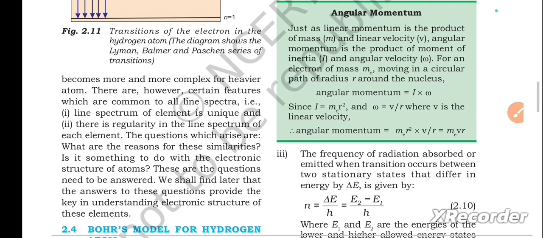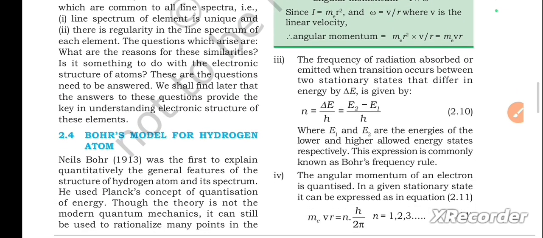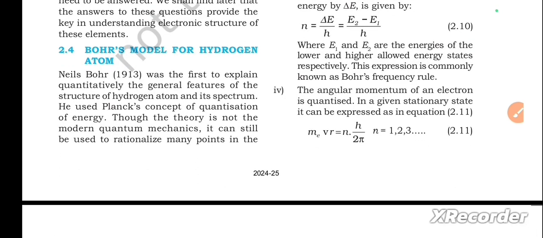Third point, the frequency of radiation absorbed or emitted when transition occurs between two stationary states that differ in energy by ΔE is given by the equation where E1 and E2 are the energies of the lower and higher allowed energy states respectively. This expression is commonly known as Bohr's frequency rule. ν = ΔE/h = (E2 − E1)/h. Next, fourth point. The angular momentum of an electron is quantized. In a given stationary state, it can be expressed as an equation.